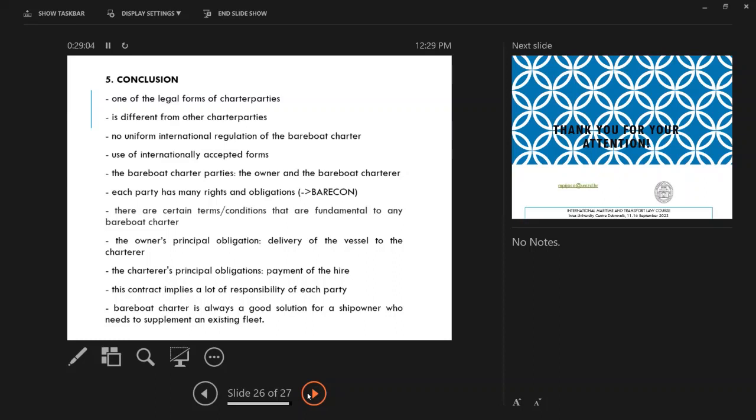And finally, bareboat charter is really interesting, I could say it, because this could be good solution for the parties in the cases when it's really not possible to buy a vessel or to build a new vessel. So this could be good opportunity to supplement an existing fleet for the charterer or ship owner in this case. Thank you very much.